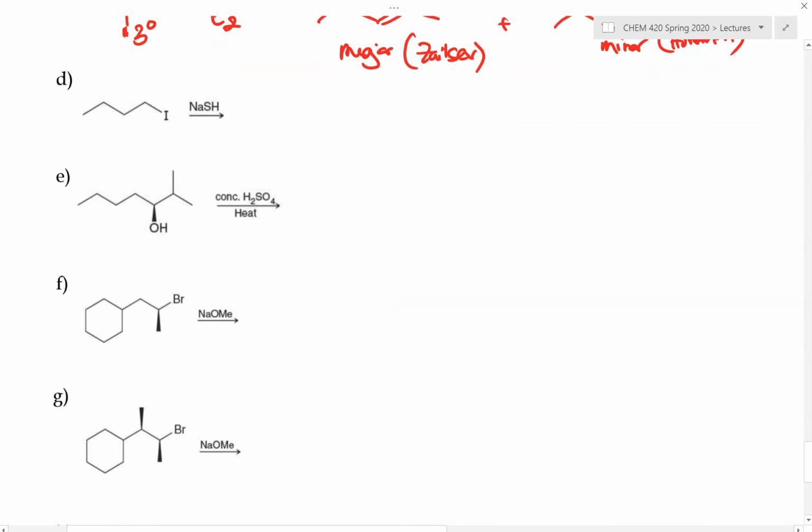And let's now try D. So here in this case right here, we have a primary substrate and we have a good nucleophile. So guys, you can then see that it will be very much favoring the SN2 mechanism. And the SN2 product of this will then be as follows.